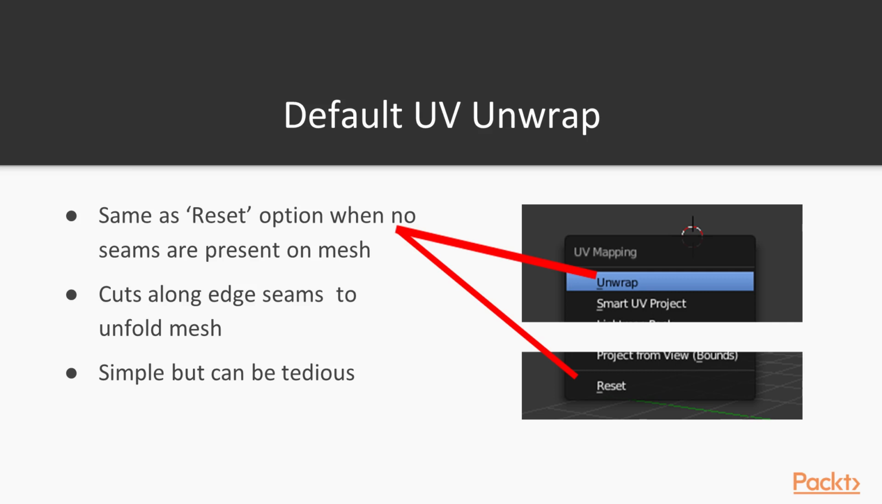The first item we will go over is the default UV unwrap function. Using this function without marking any seams on the mesh will cause all faces to be mapped to the same location. This can also be done by using the reset function at the bottom of the menu. To effectively unwrap a mesh using this method, you must have seams available. Adding seams to a complex mesh can be tedious, but often pays off in the long run.